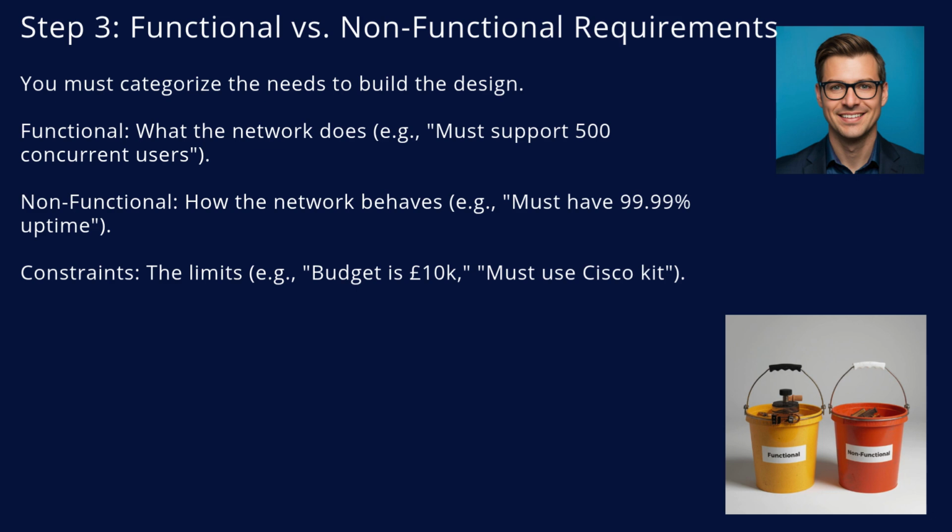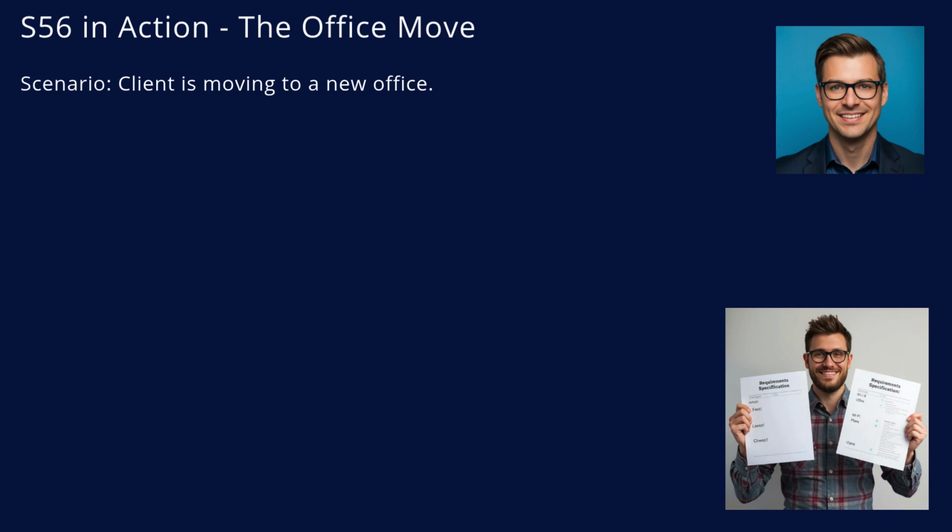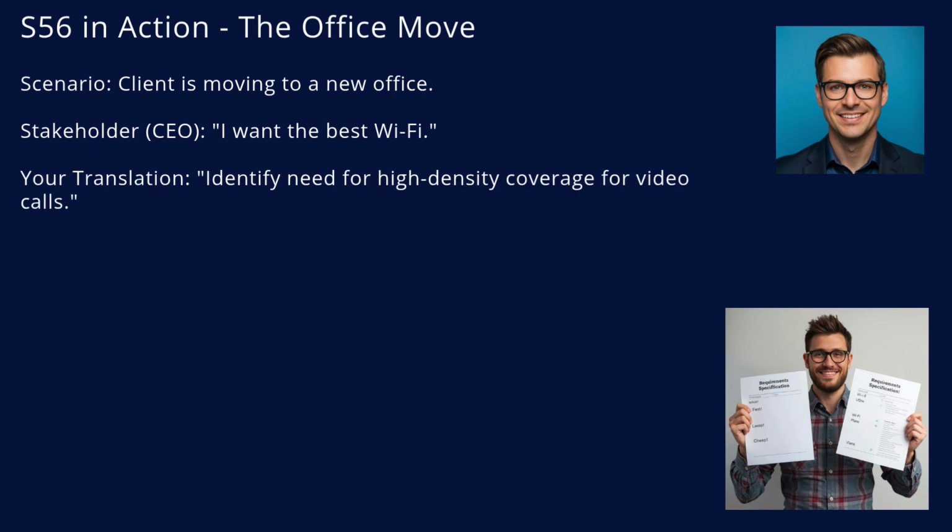You also need to capture constraints. These are the limits you have to work within, like, the budget is £10,000, or, we must use our existing Cisco equipment. Documenting these prevents arguments later. Let's see this in action. A client is moving to a new office. The CEO says, I want the best Wi-Fi. You translate this. You identify that best means high-density coverage because they do a lot of video calls.